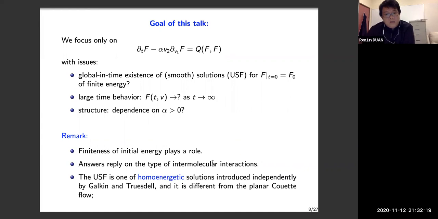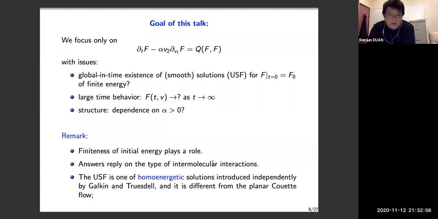And then due to this relative motion, at least at the fluid level, you can get a Couette flow. So how do we prove the existence of this kind of rarefied gas flow, existence and also stability? It seems that so far there are quite a few mathematical results.